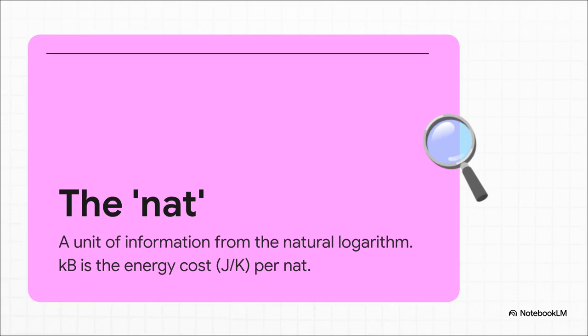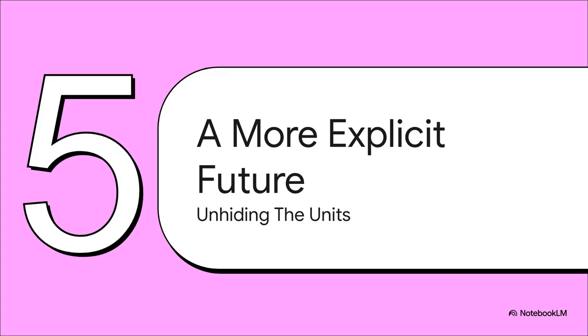A gnat is just a unit of information that's based on the natural logarithm. So Boltzmann's constant isn't just joules per Kelvin, no. Its true identity is joules per Kelvin per gnat. It is the fundamental energy cost of information. It tells us the absolute minimum energy required to gain one gnat of knowledge about our universe. How cool is that?